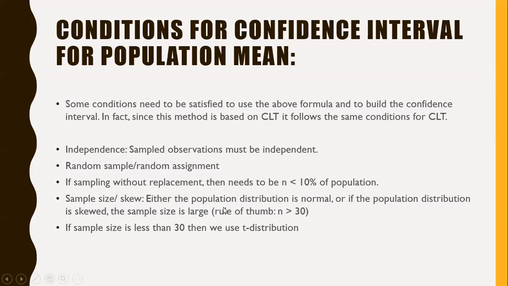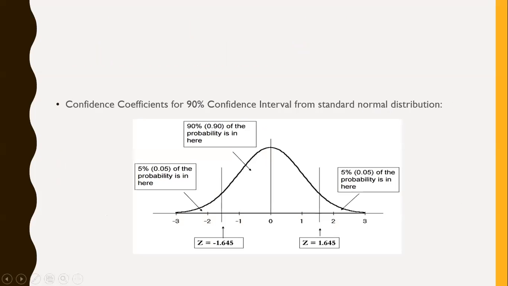very small, less than 30, you have to use the t value, not the z value. If the sample is less than 30, you have to use the t distribution, not the z distribution. For example, we call this the z distribution. If your sample is more than 30, we can use this distribution. If your sample size is very small, less than 30, you have to go for the t distribution.